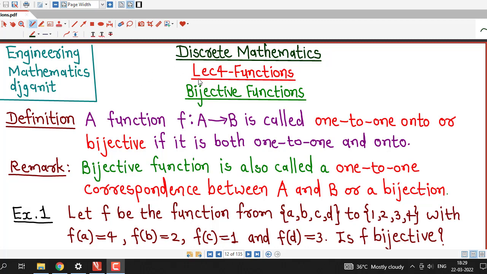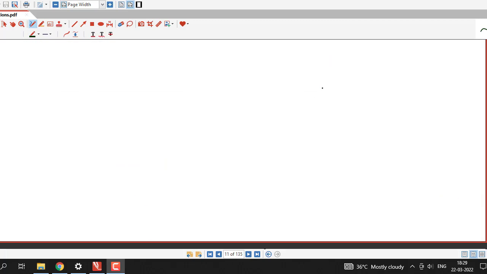Hello friends, I welcome you in lecture number 4 on functions. In this lecture, we will discuss bijective functions. We have already discussed one-to-one and onto functions in the previous two lectures.